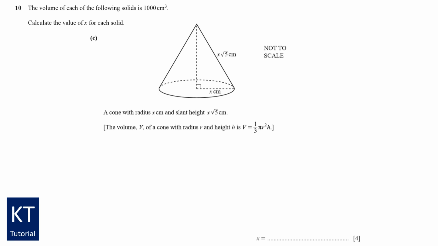Question 10. The volume of each of the following solids is 1000 cm cubed. Calculate the value of x for each solid. With respect to C, a cone with radius x cm and a slant height x root 5 cm. Start by identifying h with the Pythagoras formula. Next, equate the formula of a cone with 1000 and solve for x accordingly.